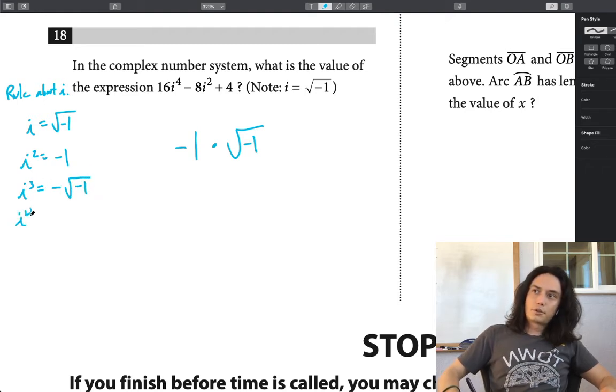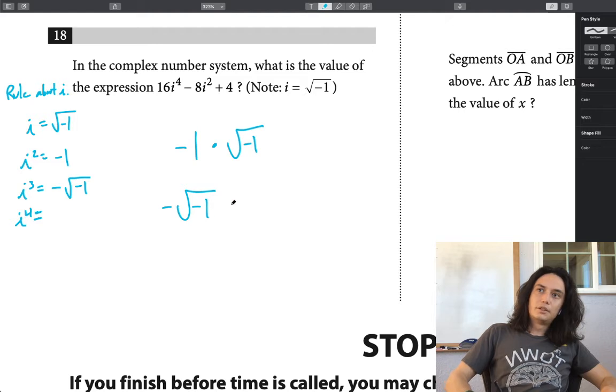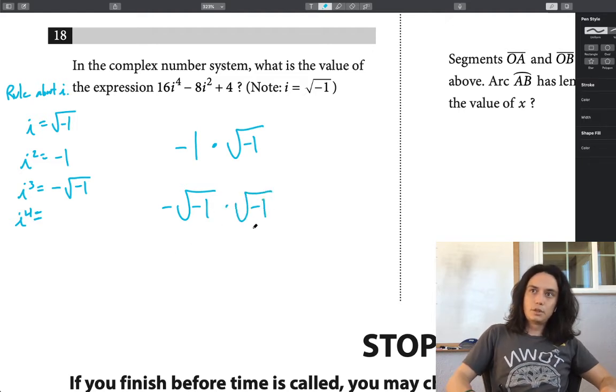Well, i to the fourth is the negative square root of negative 1 times the square root of negative 1. Well, this is negative 1. So what we have is negative the negative 1, which is just 1.